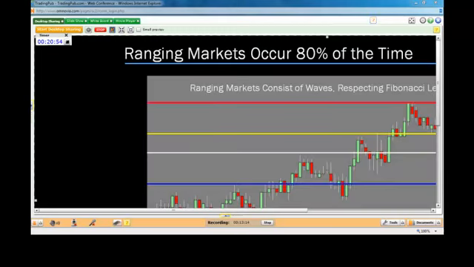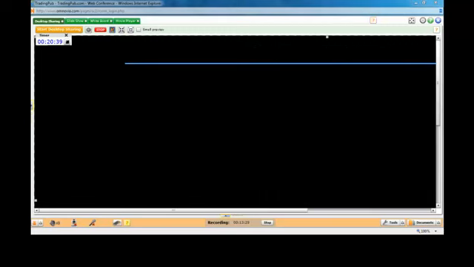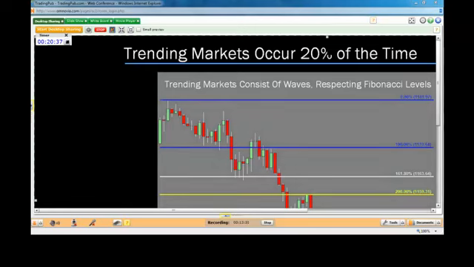Ranging markets occur 80% of the time and still respect Fibonacci levels, where price forms waves ranging back and forth between support and resistance levels formed by Fibonacci structure. Even the most volatile trading markets still respect Fibonacci levels.